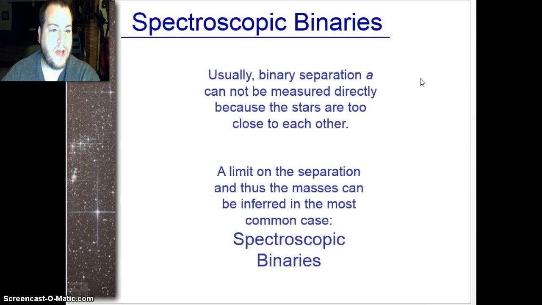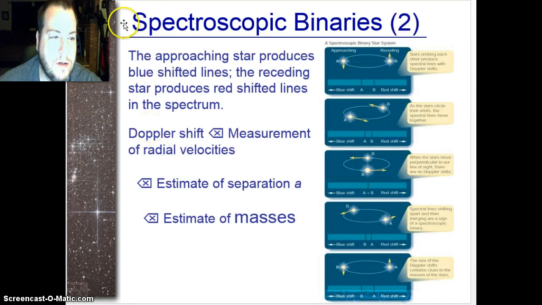Okay, now spectroscopic binaries. These are usually binaries with separation A that cannot be measured directly because the stars are too close to each other, so they appear to be as one star. There's a limit on the separation, and thus the masses can be inferred in the most common case, spectroscopic binaries. Write that one down. You already wrote down visual binaries, hopefully.